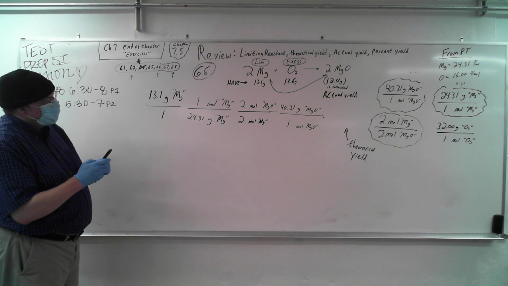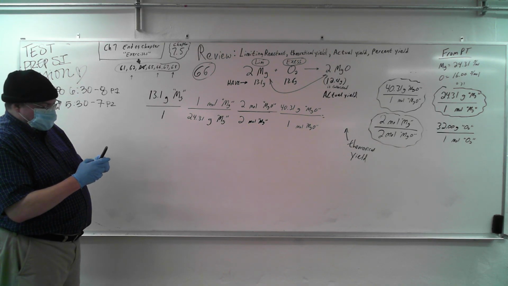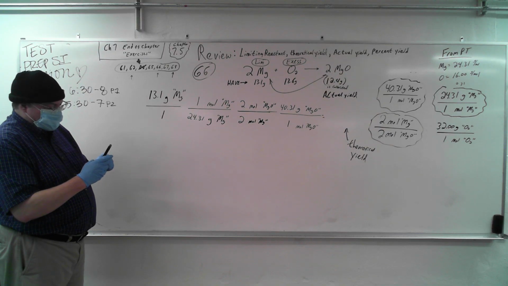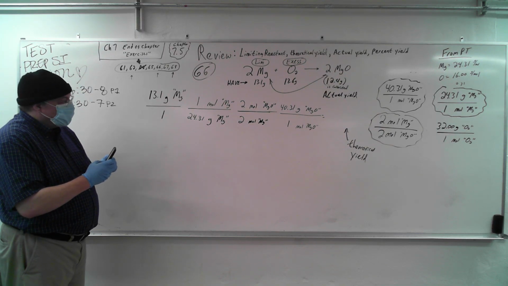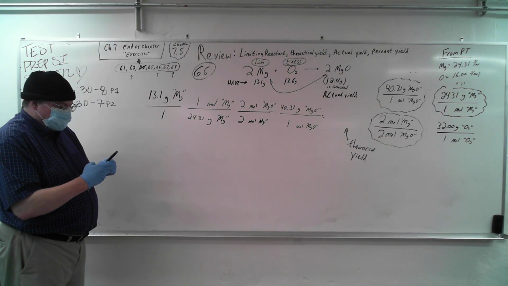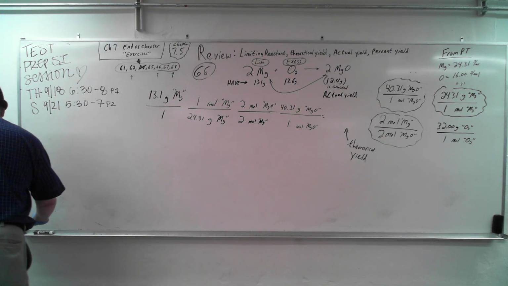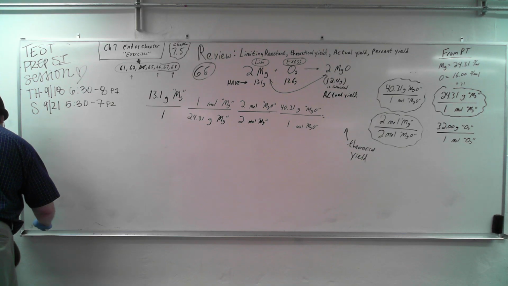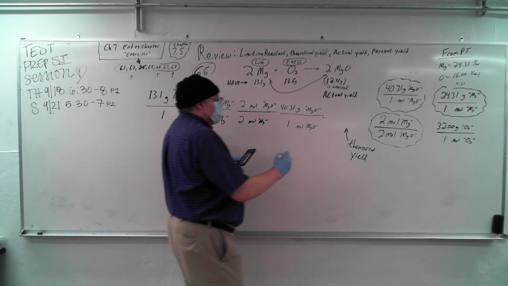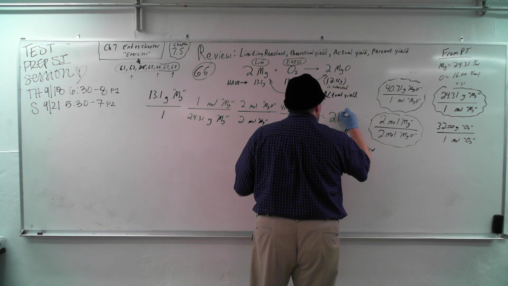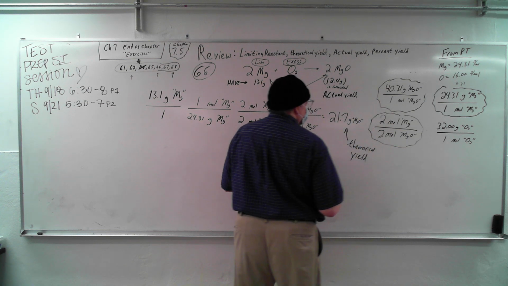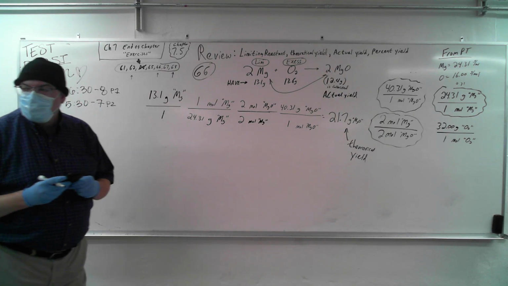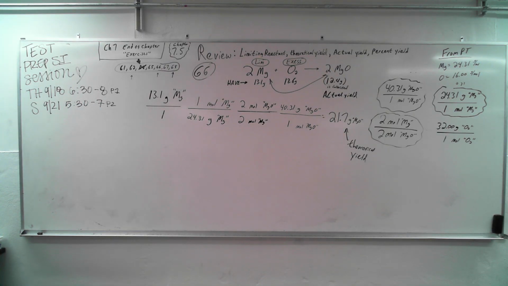13.1 times 2 times 40.31 divided by 24.31 divided by 2. It's going to be 3 significant figures, and I've got 21.7. 21.7 grams of MgO. There's our theoretical.